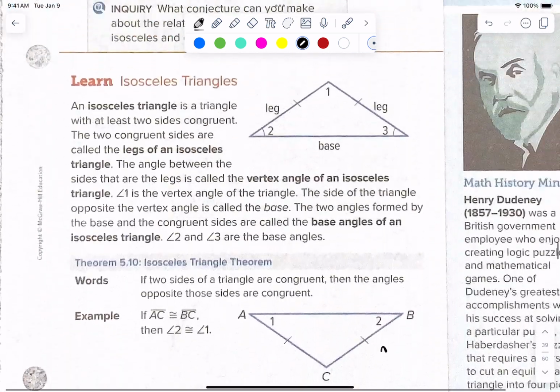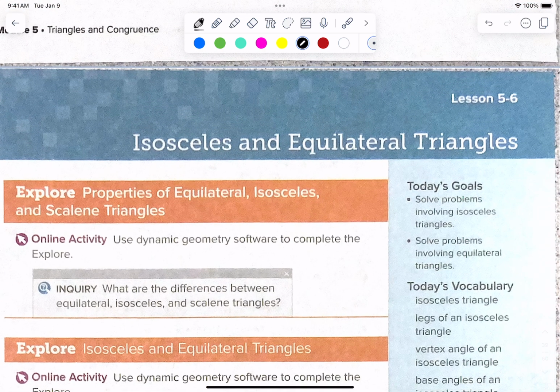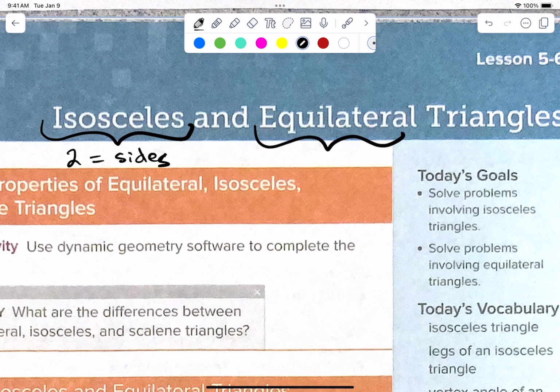Here we go on this section, isosceles and equilateral triangles, okay? So let's summarize what we know about isosceles. What is an isosceles triangle? Two equal sides. I'm going to write that down. What about an equilateral triangle? All equal sides. Okay.